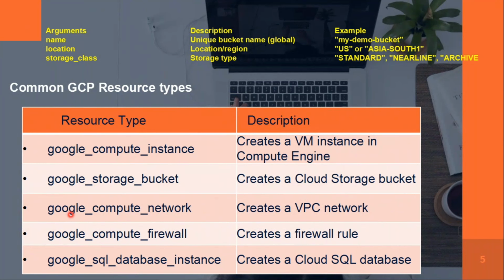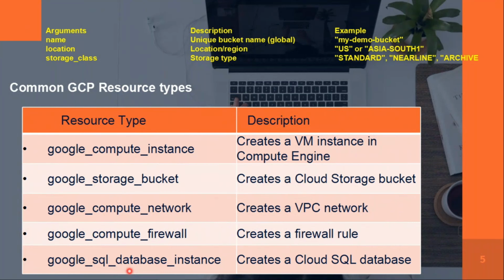If you are using this particular resource type, google_compute_network, it is used to create VPC networks, virtual private cloud. We can create default VPCs. We can create user-defined VPCs as well. Our own networks we can create with a particular CIDR range. If you are using google_compute_firewall resource type, this particular resource type is used for creating the firewall rules. We will see what are firewall rules and all slowly.